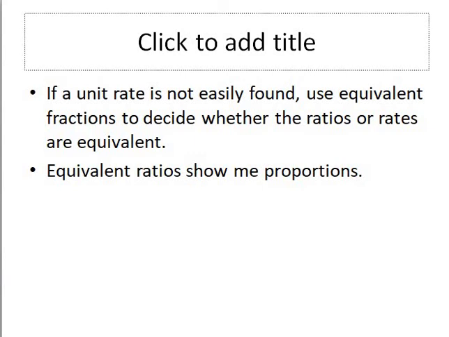Now, if a unit rate is not easily found, use equivalent fractions to decide whether the ratios or rates are equivalent. If I cannot do it with the unit rate, how is that? When you divide the numerator by the denominator, you cannot get a whole number, a whole unit. You will get a decimal or a fraction. Now, I cannot decide if they are equivalent ratios or not. So what shall I do? I will go to the equivalent fractions, which is a proportion. Equivalent ratios show me proportions.